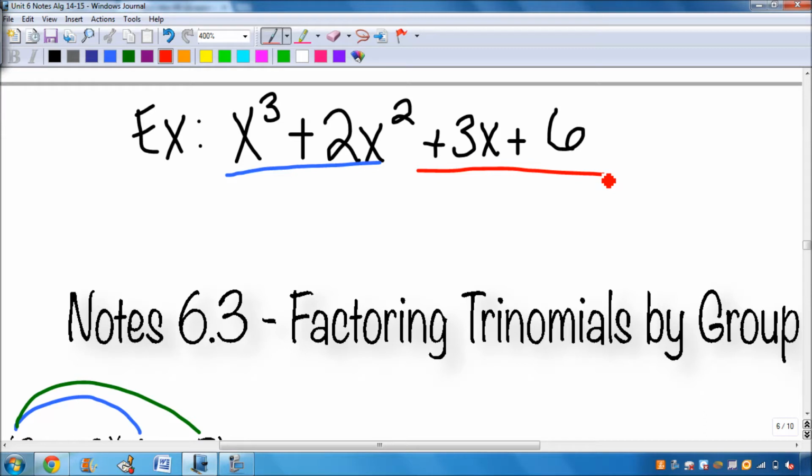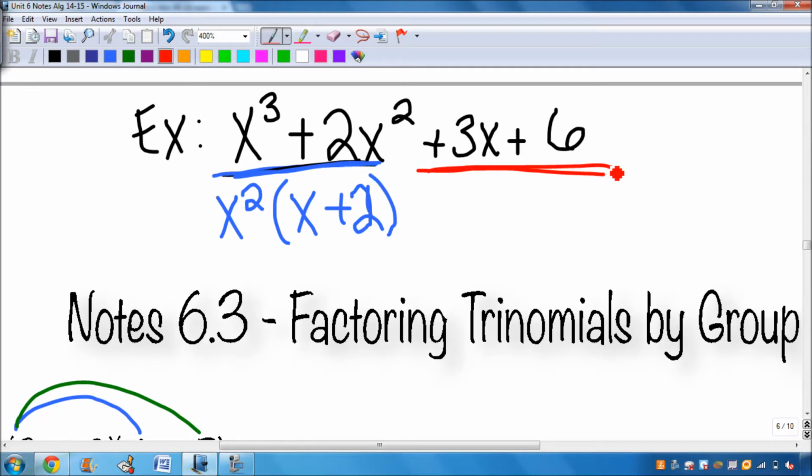as another expression. So in the first expression, we've got x cubed plus 2x squared right here. If I look at x cubed plus 2x squared, I'm going to factor out what's in common with those 2 terms, and I'm going to completely ignore what's underlined in red. So if I have x cubed plus 2x squared, the GCF, what's in common with them, is x squared. So I'm going to factor out x squared. What's left over is x plus 2. Then I'm going to do the same thing with my red expression. My red terms are 3x and 6. What's in common with 3x and 6 is 3. So I'm going to factor out a 3, and then I have x plus 2 left over.